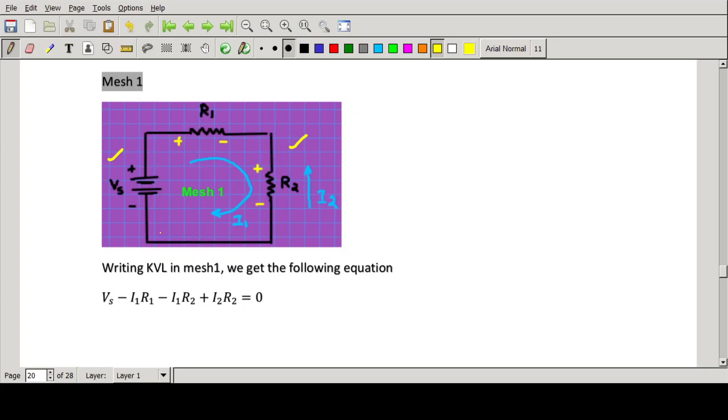Just imagine that you are starting from this point, okay, and the current I1 is like this, so you are also moving along with the current I1, and when you reach this particular point, that is the EMF, you can see here it is changing from minus to plus. That means it is increasing. So that is why we will take it as positive, because it is increasing.